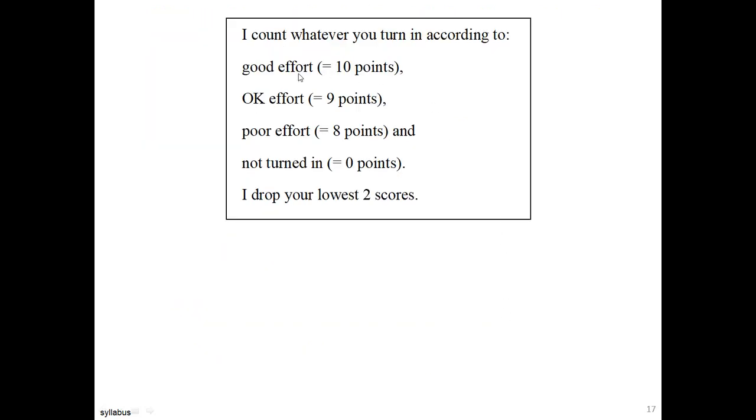Now, when I grade the homework, basically, if you turn it in and you got more than one page, I'm going to give you 10 points as long as you made sort of an honest effort. An okay effort, maybe you didn't even get one page, or everything you did is wrong on the problems, still give you 9 points. Poor effort, every once in a while I get somebody who turns in like 1/3 of a page, hardly anything. They turned it in, I give them 8 points. So you can get something basically just for showing up and turning in the homework. You don't turn anything in, 0 points.